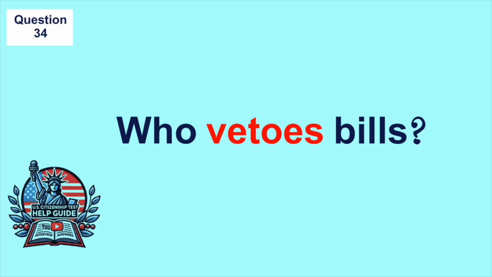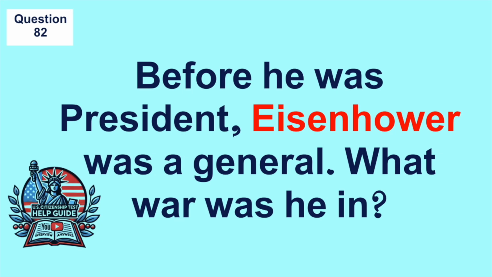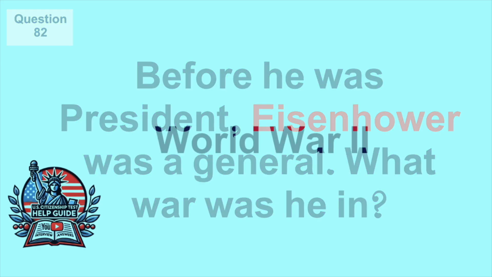Who vetoes bills? The President. Before he was president, Eisenhower was a general. What war was he in? World War II.